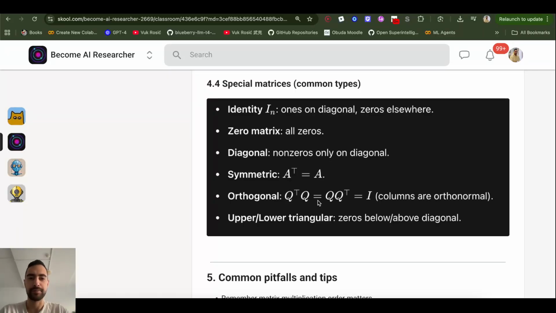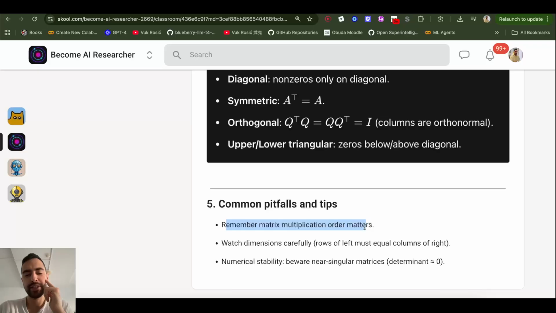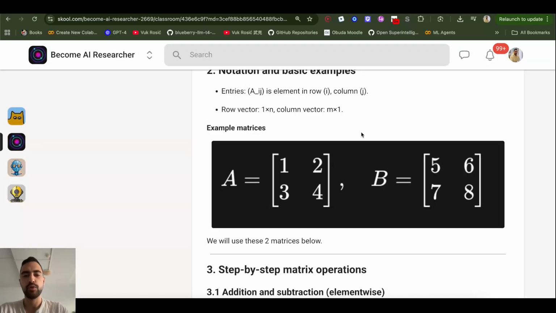So remember that matrix multiplication order matters. If you have matrix A multiplied by matrix B, the result is not going to be the same if you swap them and say B multiplied by A. And one more important rule: for the first, left matrix, the number of columns, so one column, two columns, must be equal to the number of rows in the right matrix, so one row, two rows. Okay, now it's equal, so now we can matrix multiply them. If it wasn't equal, we wouldn't be able to matrix multiply them.